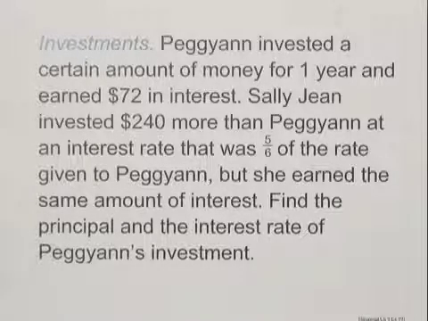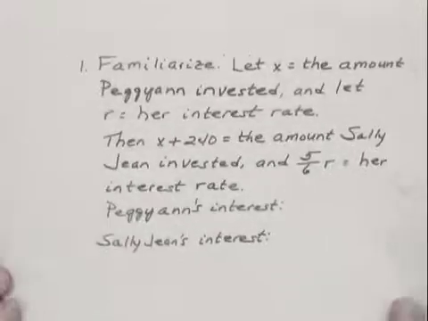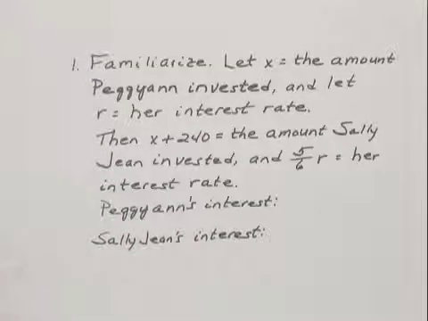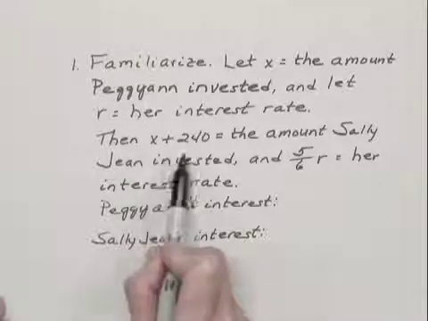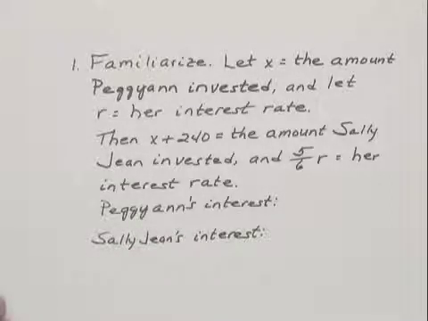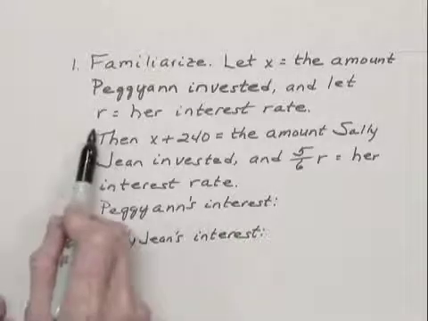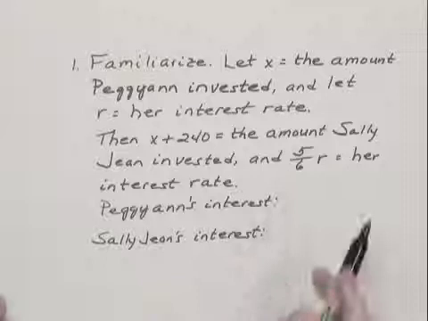Let's begin by familiarizing ourselves with the problem. And we need to assign variables to the numbers that we're looking for. Let's let x equal the amount Peggy Ann invested, and we'll let r equal her interest rate. Now, we were told that Sally Jean invested $240 more than Peggy Ann, so x plus 240 will be the amount that Sally Jean invested, and her interest rate was 5/6 of Peggy Ann's interest rate, or 5/6 r.